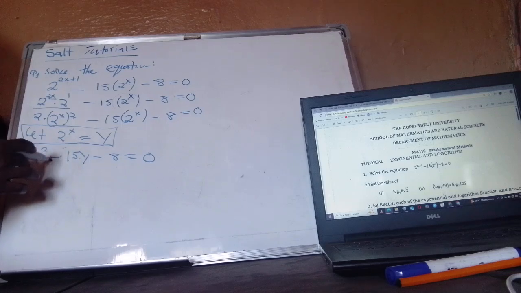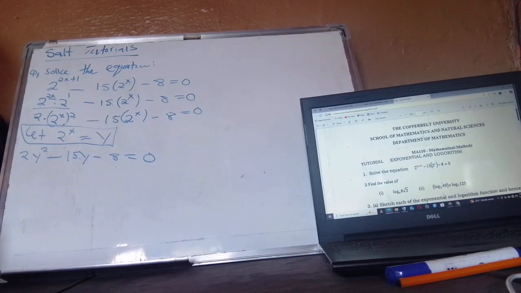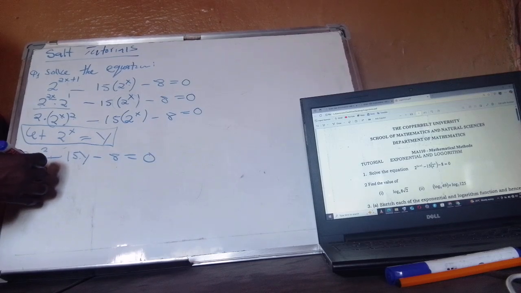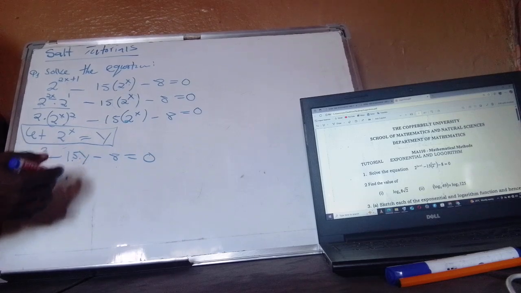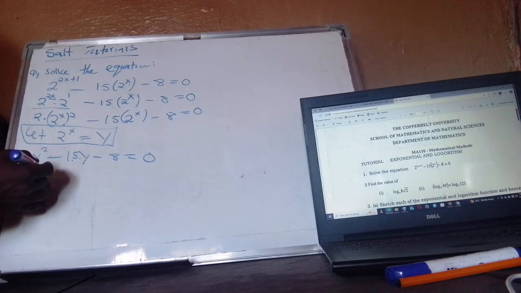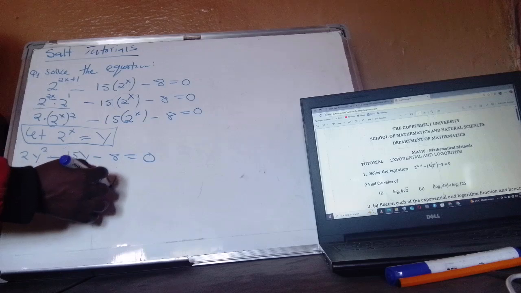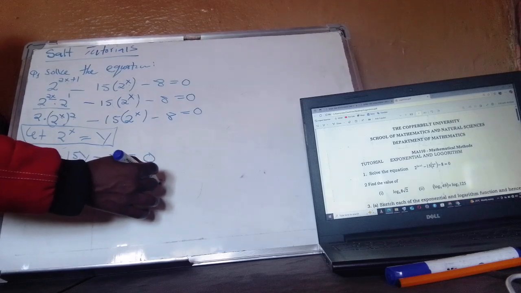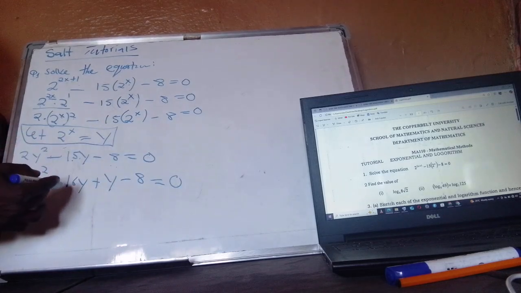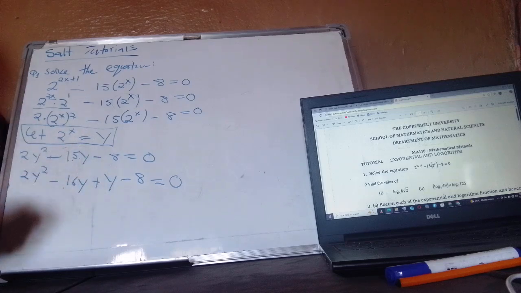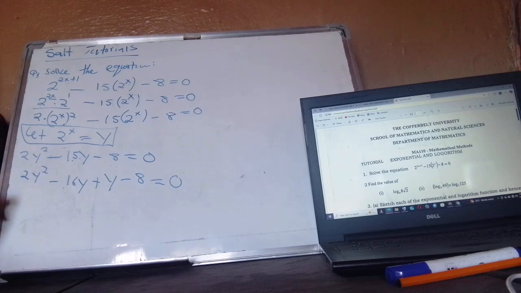When you add, they'll give us negative 5. What numbers are those? We're going to have 2y squared, 15 for me to have 15, and for me to have negative that, this is basically negative 16y plus y minus 8 is equal to 0. So these are the two numbers, negative 16 and positive 1, implying that we can factor by pairs.